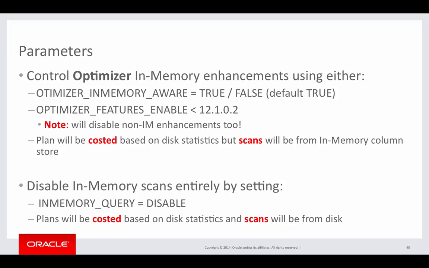So if you are trying to do testing, how much benefit am I getting from in-memory? I would suggest that you use inmemory_query rather than using optimizer_inmemory_aware or optimizer_features_enable. All of those parameters are session settable, so you can do any testing you want, but if you are going to do that type of testing, I would recommend inmemory_query versus the other two optimizer parameters.